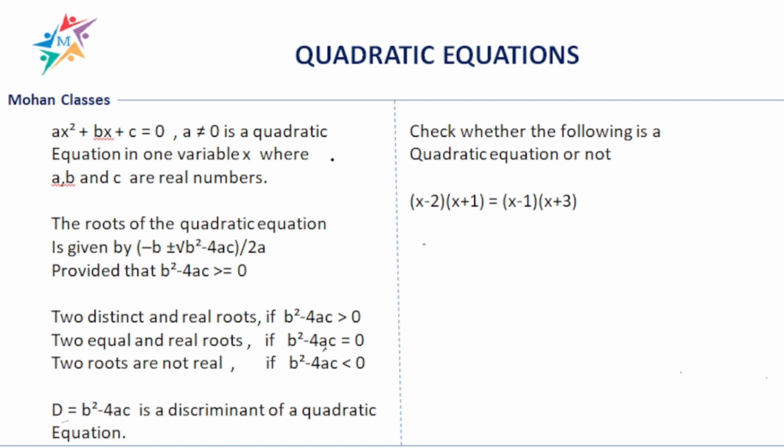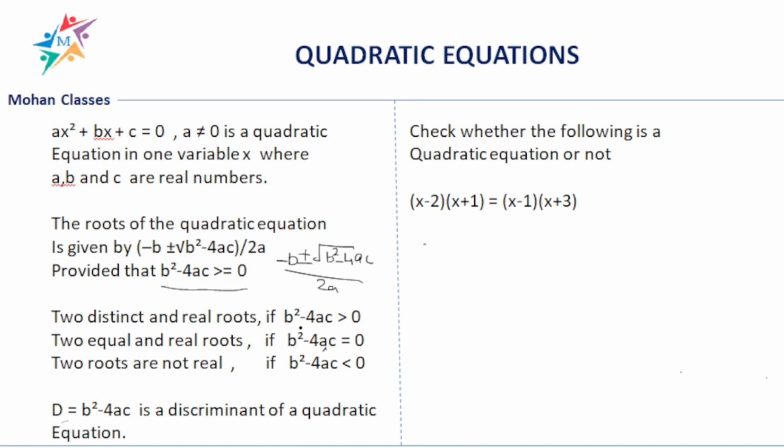Here, how to find the roots of the quadratic equation? The roots of the quadratic equation are nothing but the values of x. How to find the values of x? Minus b plus or minus square root of b square minus 4ac, whole divided by 2a, is the formula to find the roots of the quadratic equation. Here this b square minus 4ac should be greater than or equal to 0. It is the condition for finding the roots of the quadratic equation.